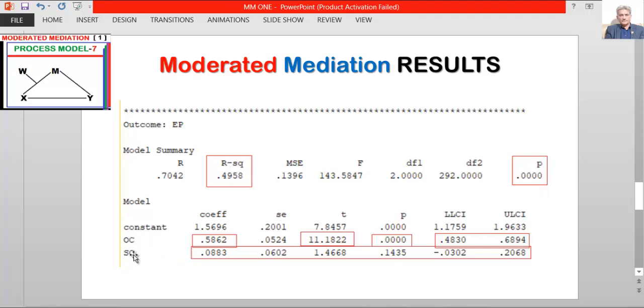Similarly, both OC and SC are playing significant role in bringing this change in the employee performance. We can see that organizational culture has the effect of 0.58. T-score is far greater than 1.96. P-value is significant, and likewise lower and upper limits are on the positive side, so there is no chance of zero between the two.